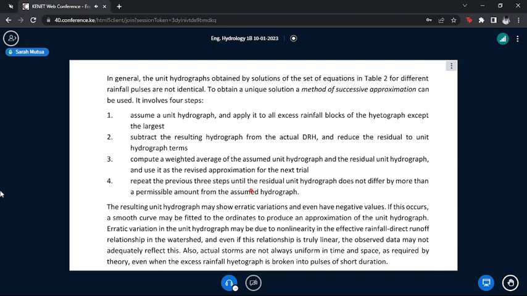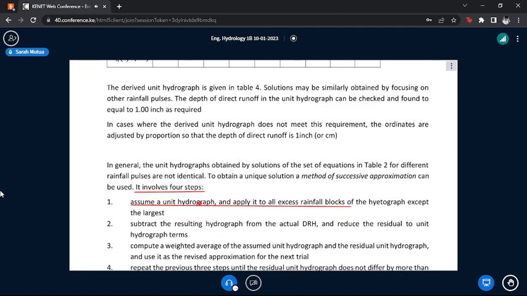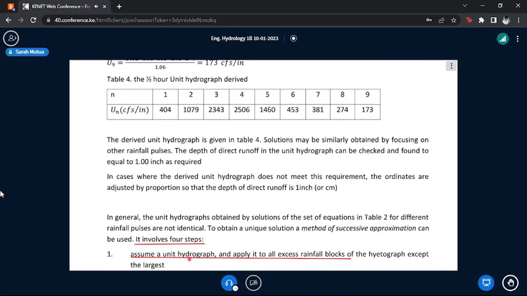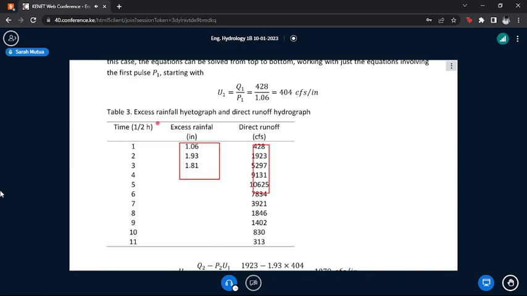solving the unit hydrograph or calculating the unit hydrograph is solved using a number of 4 steps. You assume a unit hydrograph and apply it to excess rainfall blocks of the hydrograph except the largest. Now, another thing that I did not explain. When you are developing a unit hydrograph, they have another characteristic. They are really dependent on the time step that is applied.